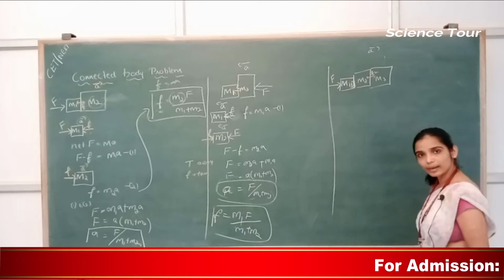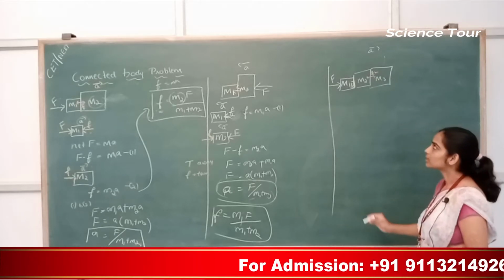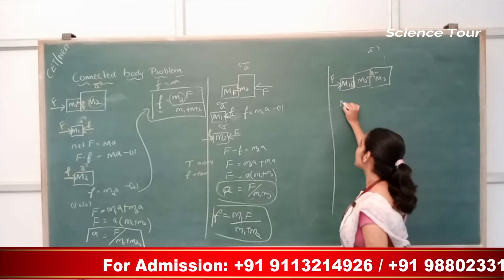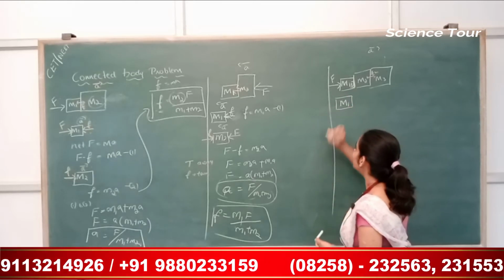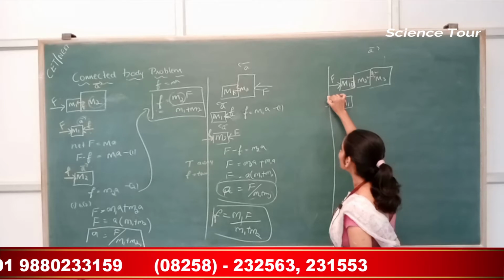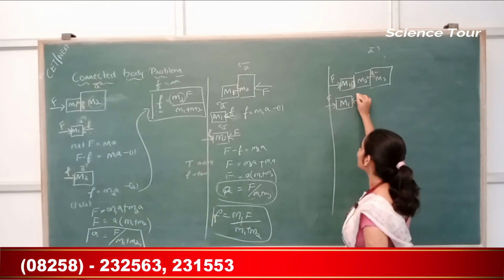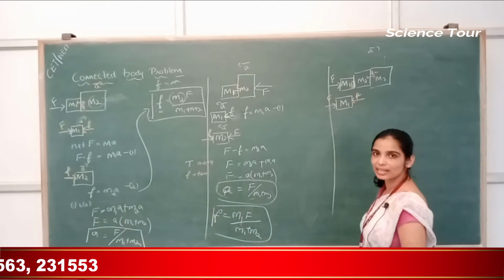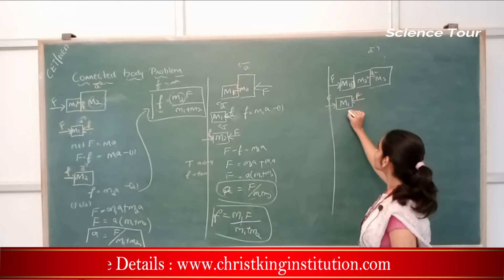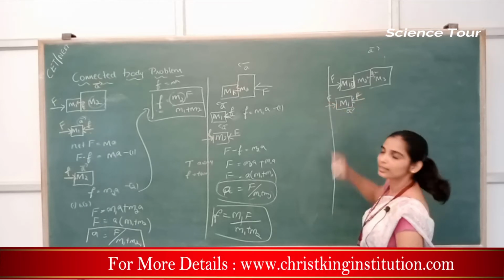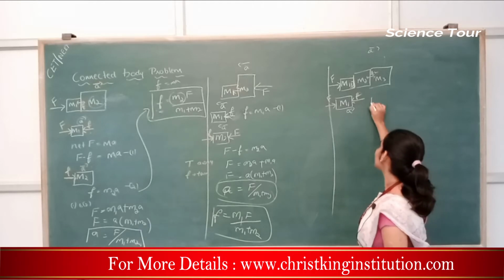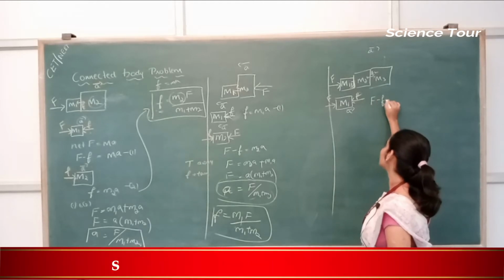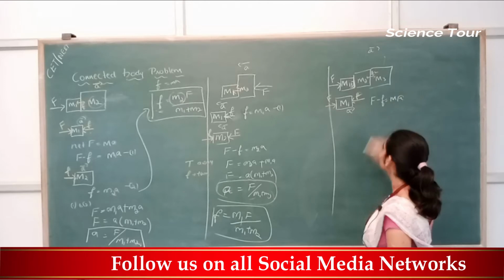Okay? Now, how to solve this? According to the free body diagram, the forces acting on M1 are the external force and the contact force. The contact force is always towards the lesser side, because acceleration is along the external force. So what will be the formula? F minus small f is equal to m1 into a.